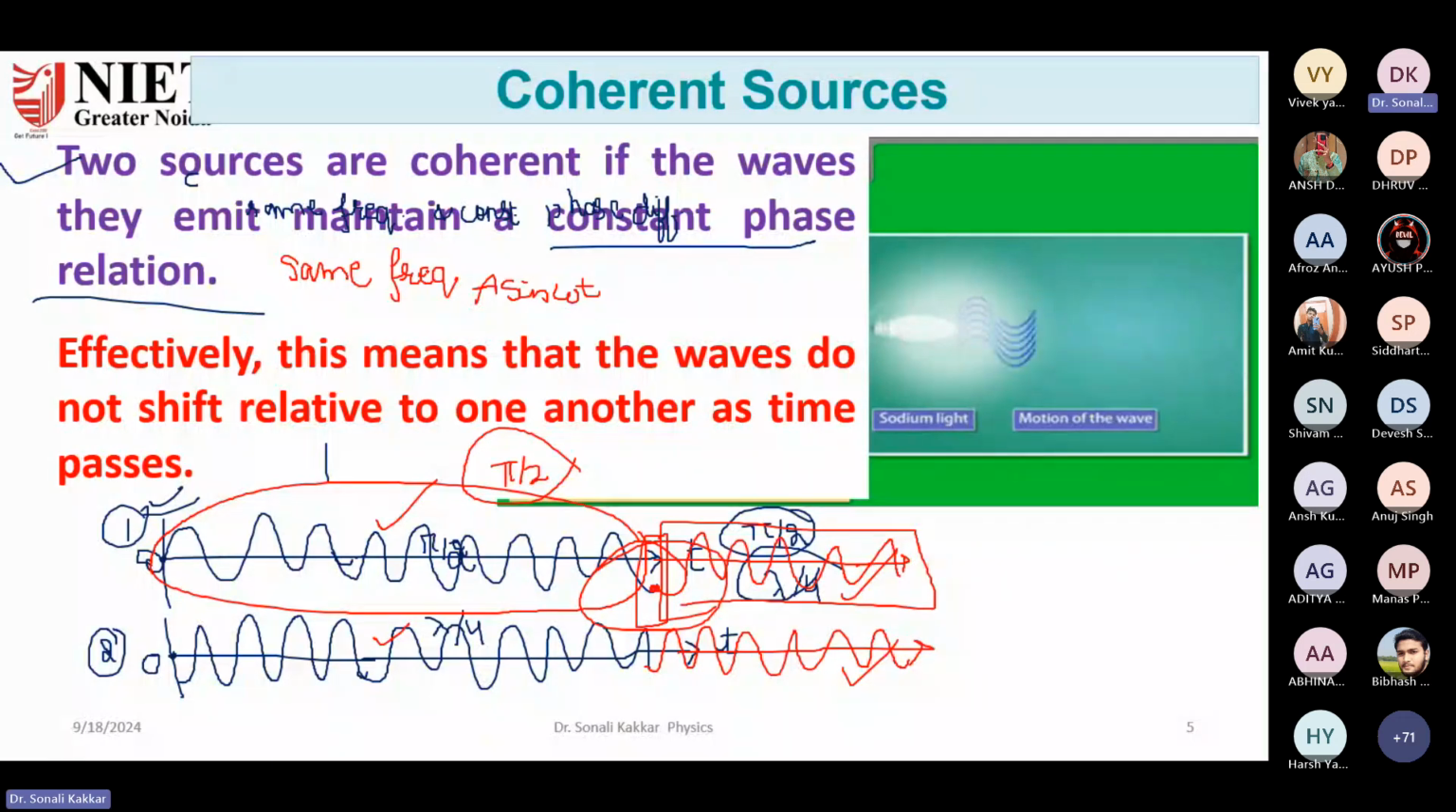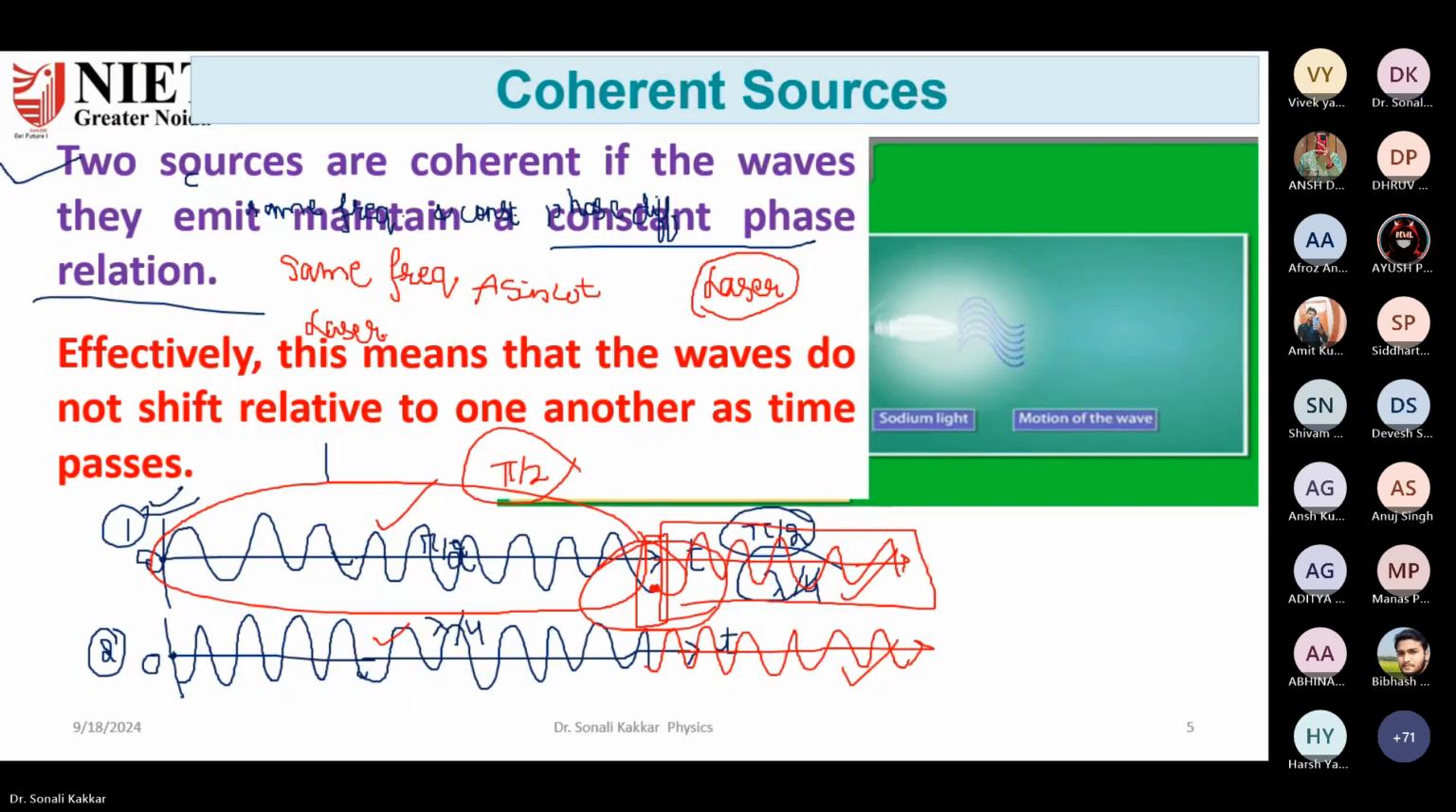Can anybody give me an example of a coherent source? Laser, yes. Laser emits monochromatic light, as well as light which maintains a constant phase relation. Now, while a laser emits coherent light, normal light bulbs or incandescent bulbs don't emit coherent light. You will get to know during this semester. There is a unit, fiber optics and laser, so you will study how a laser emits light.